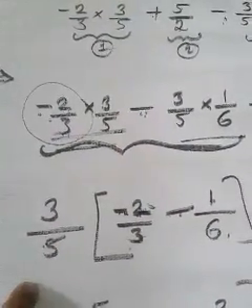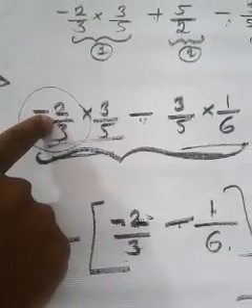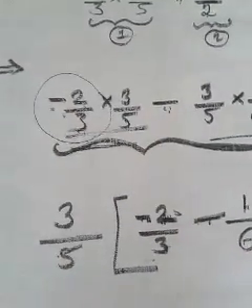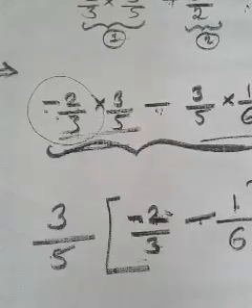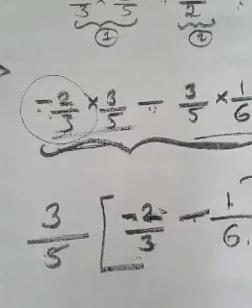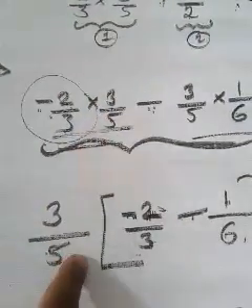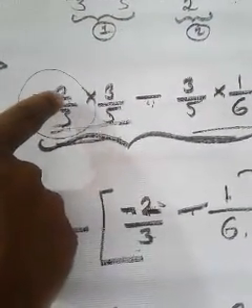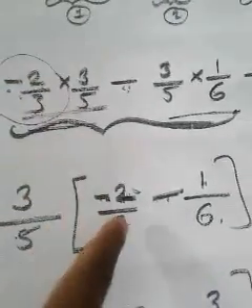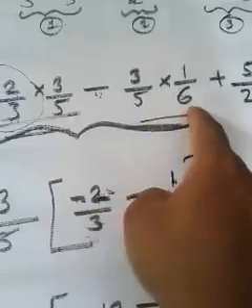When you take 3 by 5 outside, what will remain here? Minus 2 by 3 will remain. Don't forget to write the sign. I remind you, don't forget to write the sign. Please do that. If you take 3 by 5 outside, what will remain? Minus 2 by 3 will remain. Written. Then next you have to consider this term.